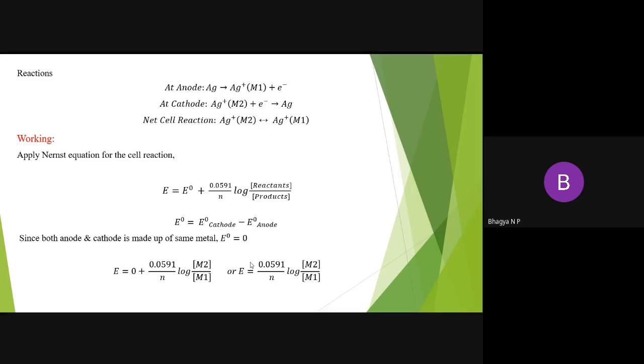So in this session, what have we learned? We have learned the definition of concentration cell, its construction, the cell representation, and what reactions take place in the concentration cell. Along with that, we also learned the working of the concentration cell. So this is about the concentration cell concept.